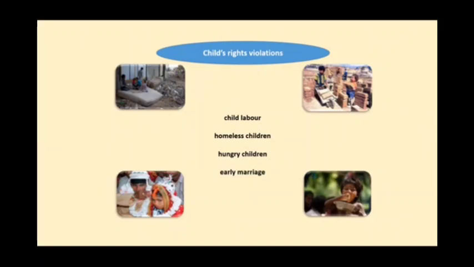Correction, please. Picture 1 is about, good, homeless children. Picture 2, very good, child labor. Picture 3, early marriage. Last one, picture 4, hungry children. Very good. Now let's move on to the next task.